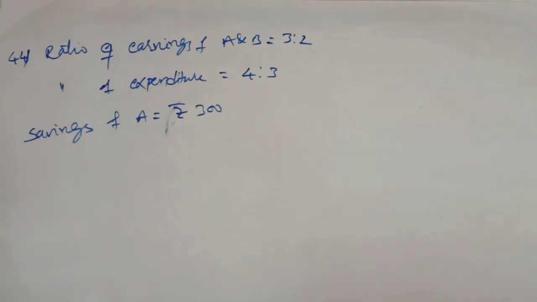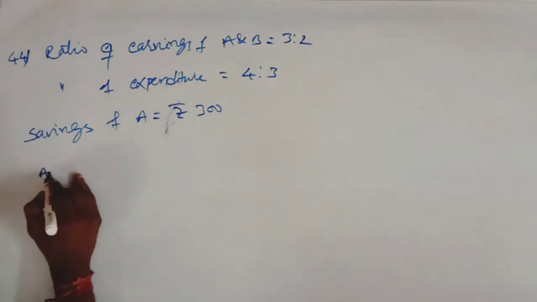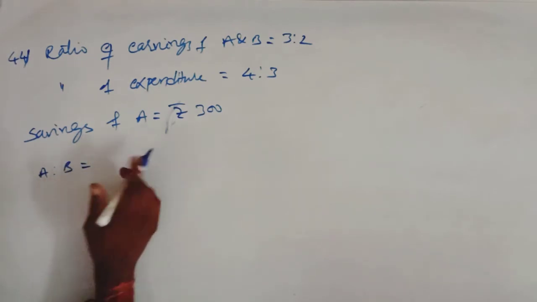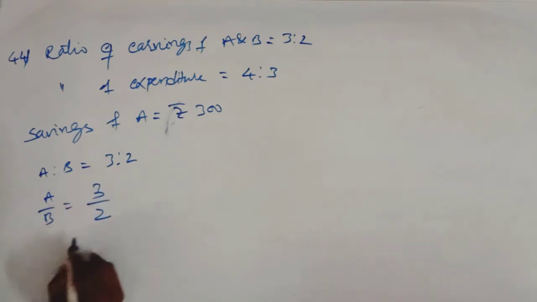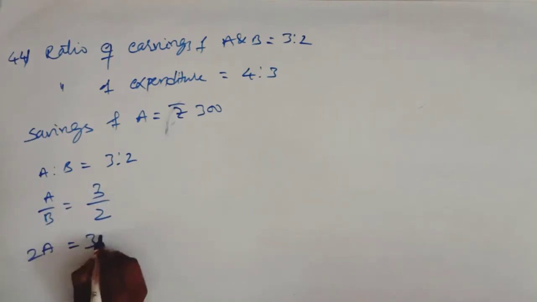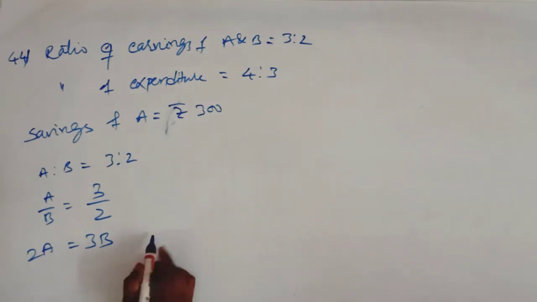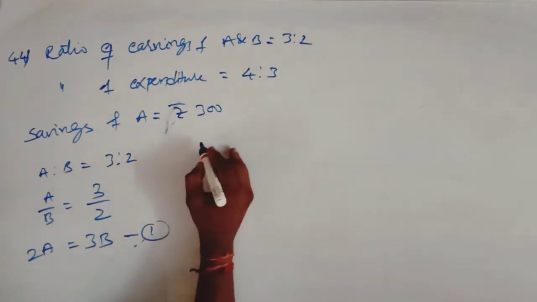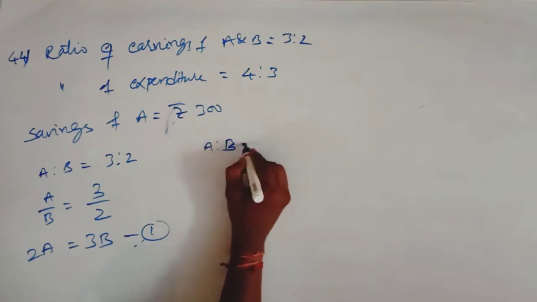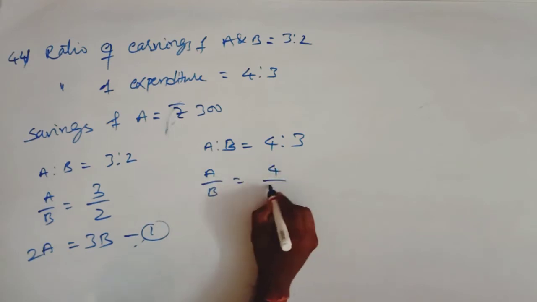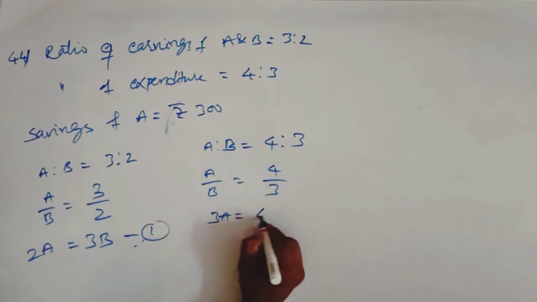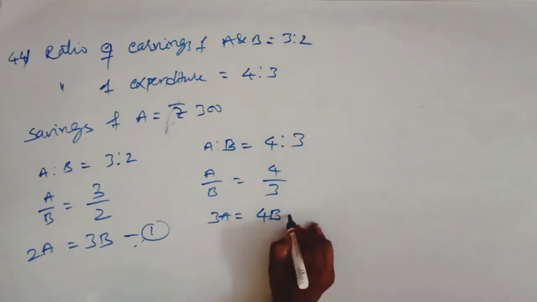Here, earnings means income. A:B is 3:2. Now A by B is equal to 3/2, that is 2A is equal to 3B. This is one equation. Next, expenditure in the same way: A:B is 4:3, so A by B is equal to 4/3, that is 3A is equal to 4B. This is the second equation.